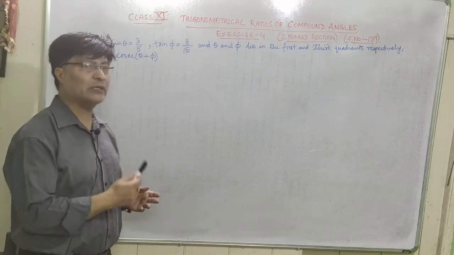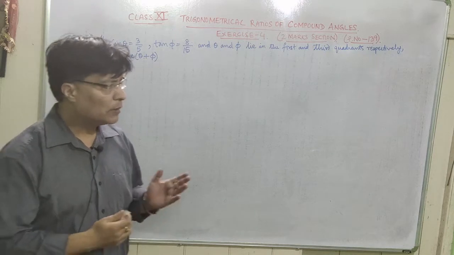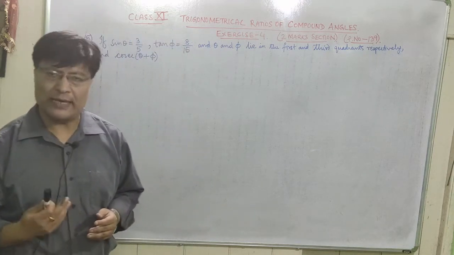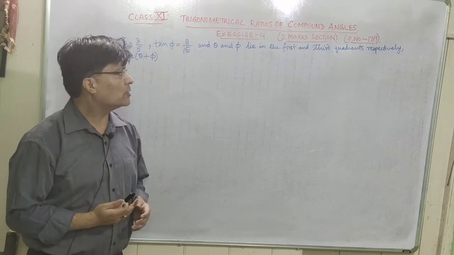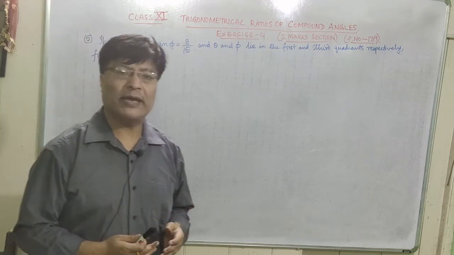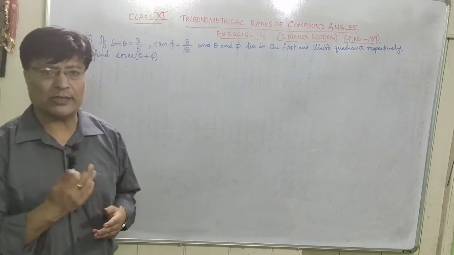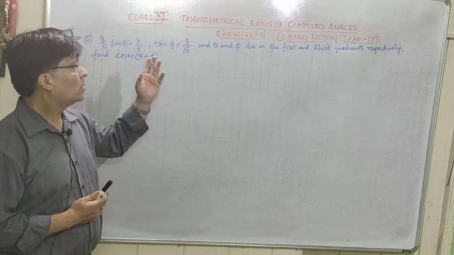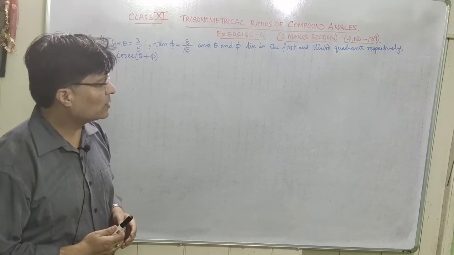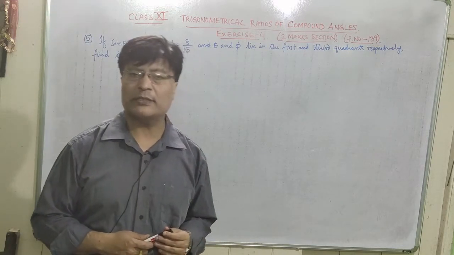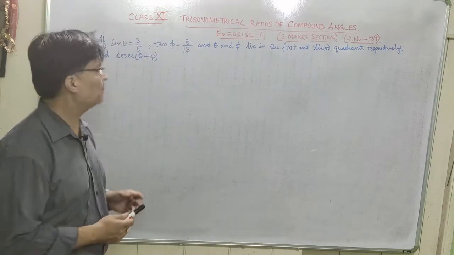So now I am doing class for class 11. The topic is the same topic that we were doing in the last online class, that is, trigonometrical ratios of compound angles. So today is the continuation class of this chapter. Same exercise 4, 2 mark section, page number 139 from the book Higher Mathematics for class 11 by SN Dey.